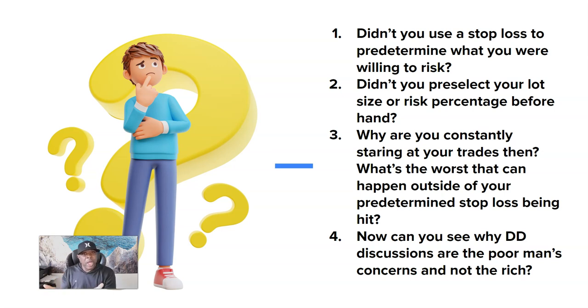It doesn't even make sense, does it? Why are you constantly staring at your trade? If you pre-selected your stop loss and pre-selected your risk amount, what is there left to do? The only reason you know it's in drawdown is because you keep staring at it. If you don't get an alert on your phone saying it hit take profit or an alert saying that it hit your stop loss, in between that gap, yes, it can bounce around all day long. Who cares? The poor man, called the retail trader. Watch this. What's the worst that can happen outside of your predetermined stop loss being hit?